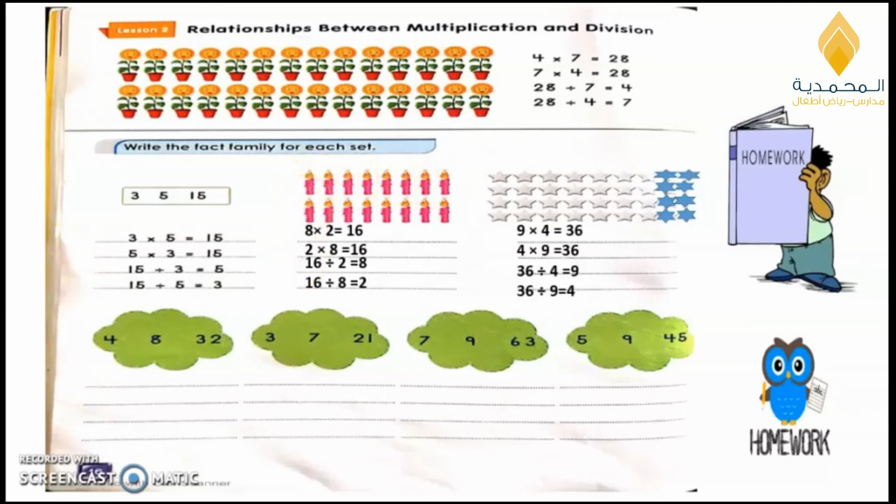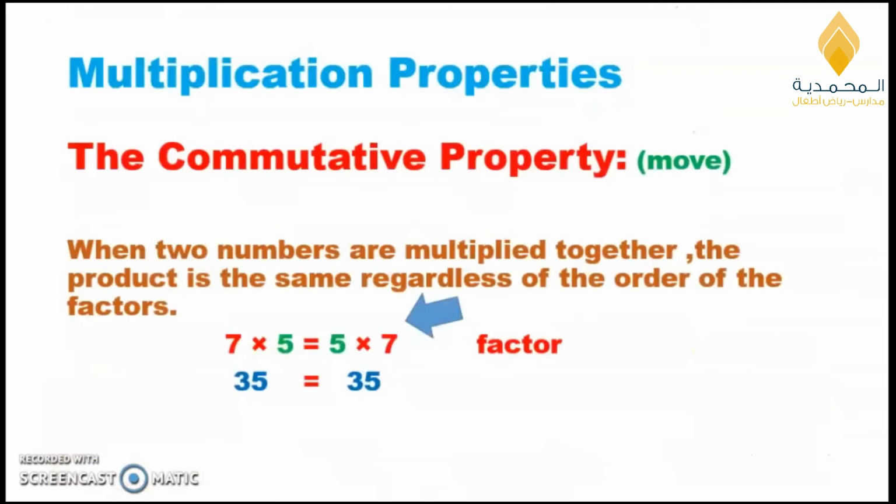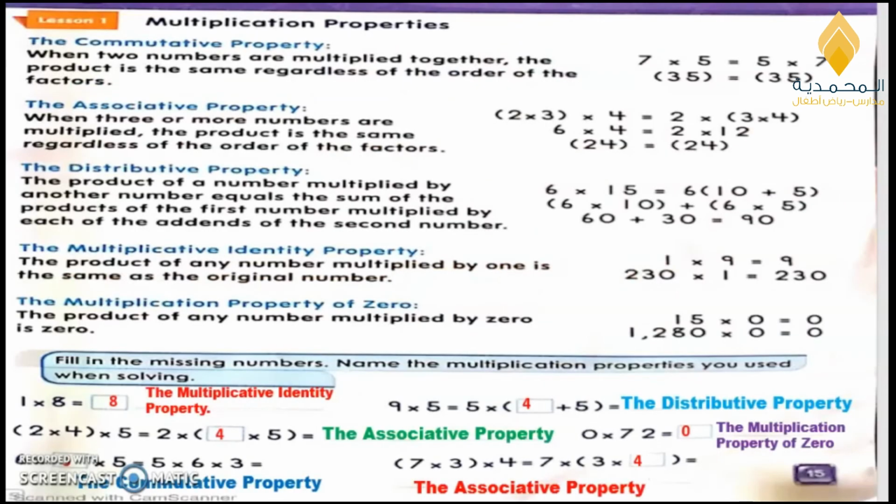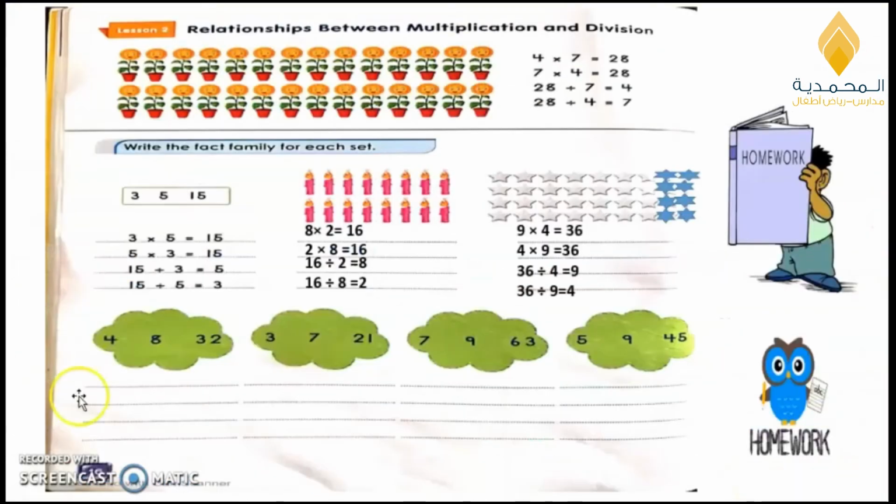And if you remember, I want to remind you again of the commutative property. Okay, I can put 8 times 2 or 2 times 8. It will give me 16. Okay, now what is the relationship between multiplication and division?